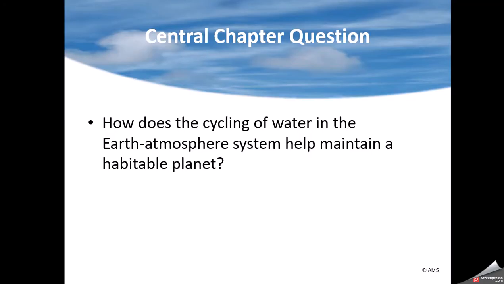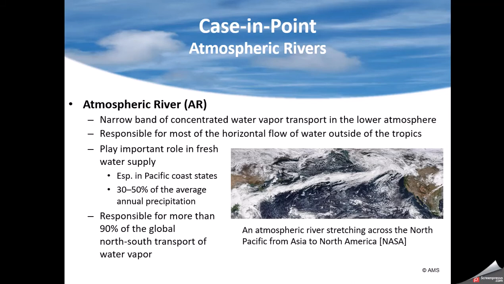So, how does the cycling of the water in the Earth's atmospheric system help maintain a habitable planet? Well, we need water to live, that's for sure. One of the classic examples of water moving around is an atmospheric river. Atmospheric rivers can develop over the Pacific. You see one right here.